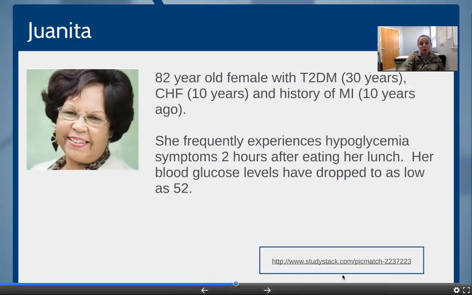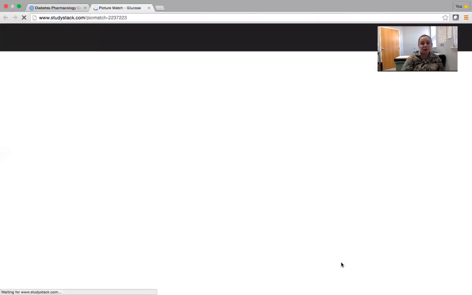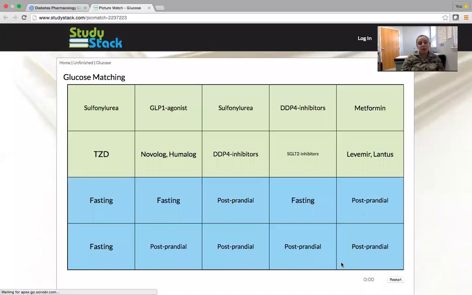So if we go to our study stack, I created another one that would be helpful for you, glucose matching. What you can do here is match the class of medication with either fasting or postprandial, because each medication works more on a specific time of your blood sugar. For example, sulfonylureas work primarily on postprandial, so they would be inappropriate for Juanita.